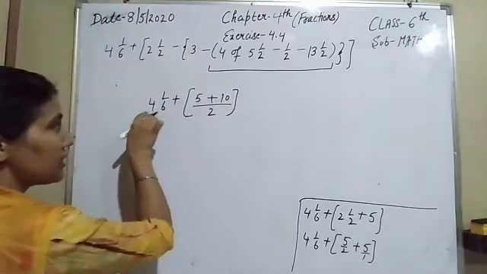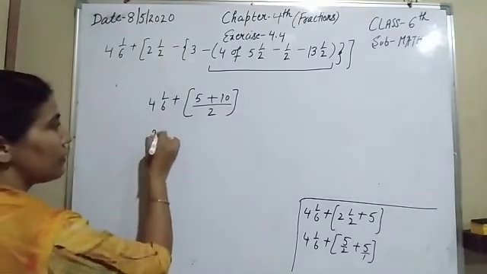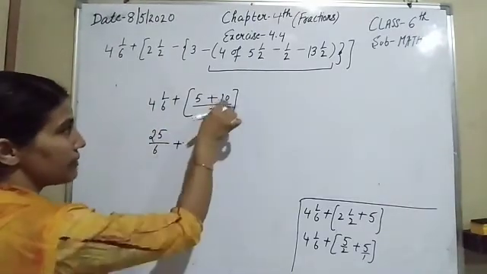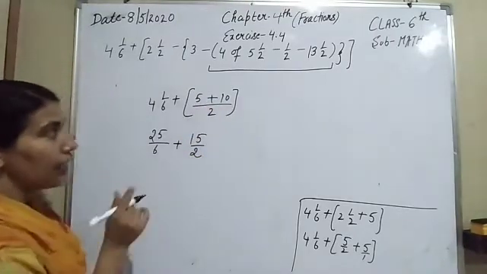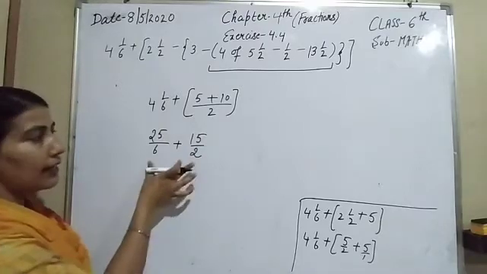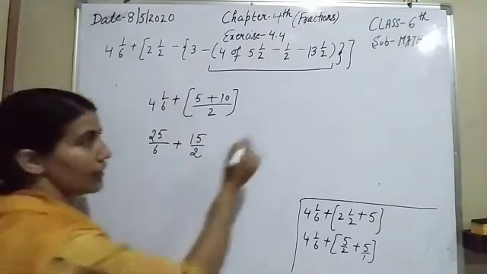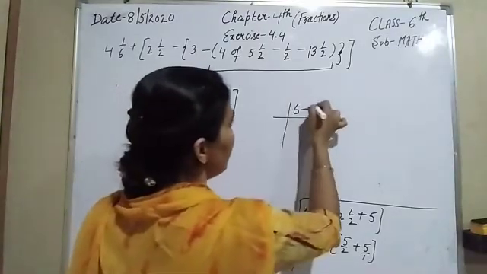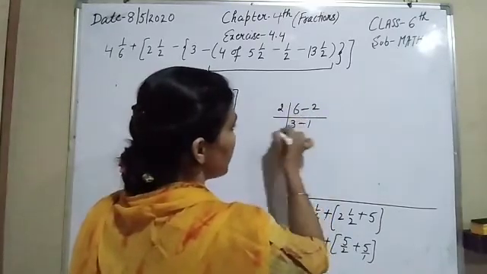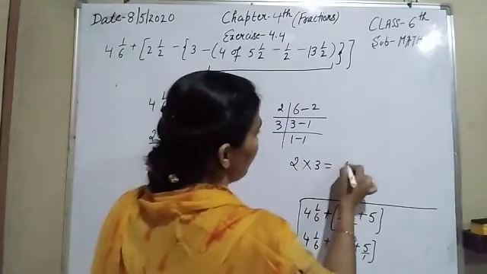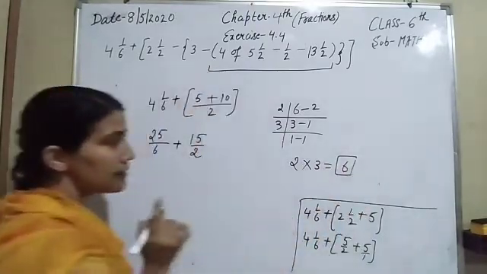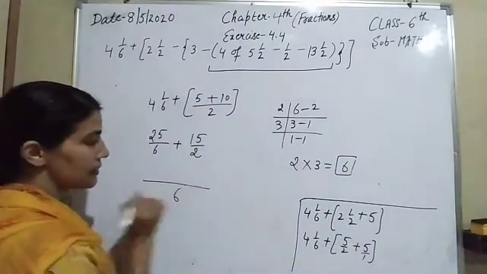So here is the mixed fraction. 6 4s are 24 plus 1, that is 25 over 6, plus 10 plus 5, that is 15 over 2. Now what do we have to do? We have solved this closed bracket, and lastly we have to take its LCM. The LCM of 6 and 2: 3 2s are 6, 2 1s are 2. So its LCM is 6.